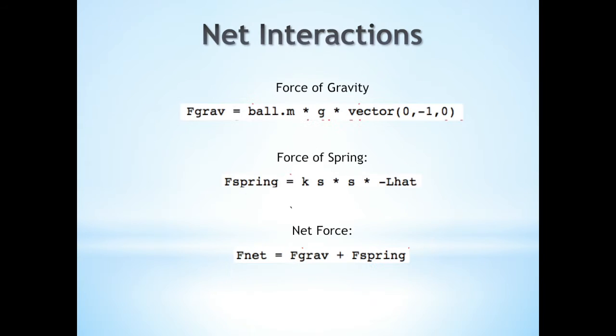S, which is L minus L naught. Then the net interactions are added with the force of gravity being equal to the mass of the ball times gravity times the vector (0, -1, 0), the spring force being equal to the spring constant times S times negative L hat, which is L divided by the magnitude of L, and the net force being equal to the summation of the gravitational force and the spring force.